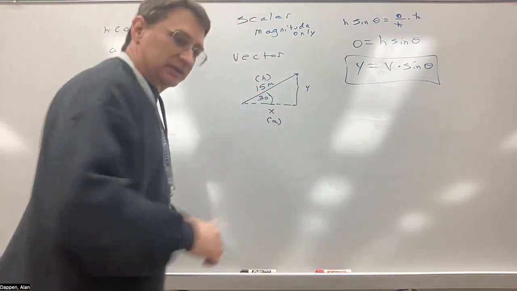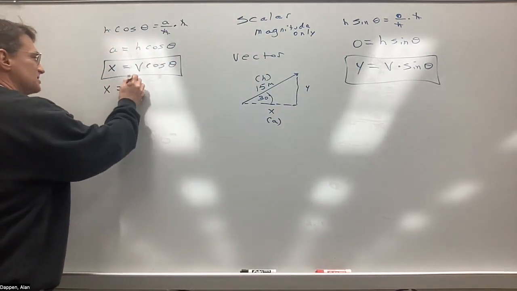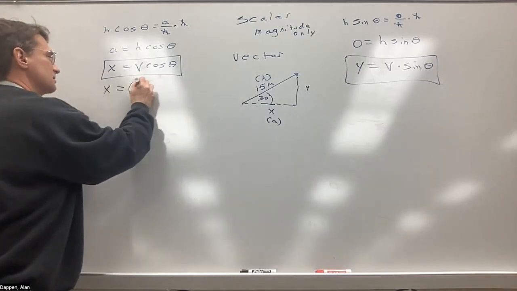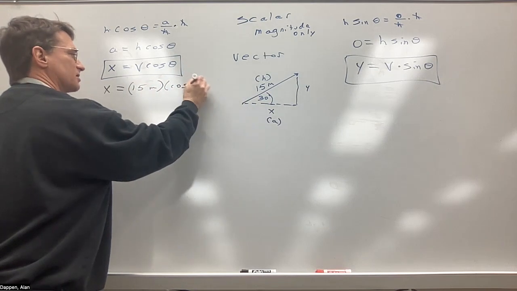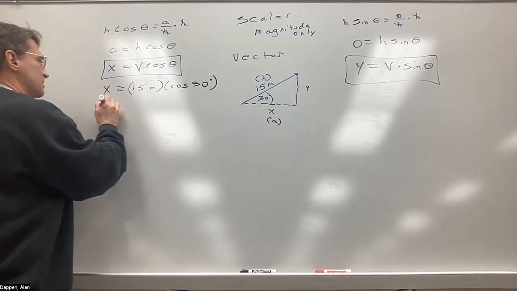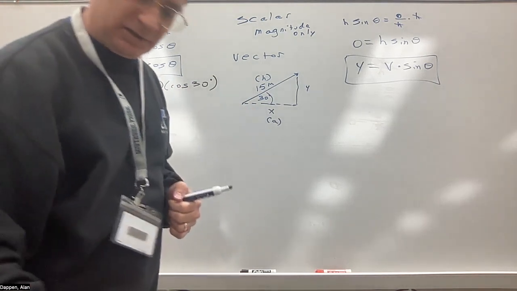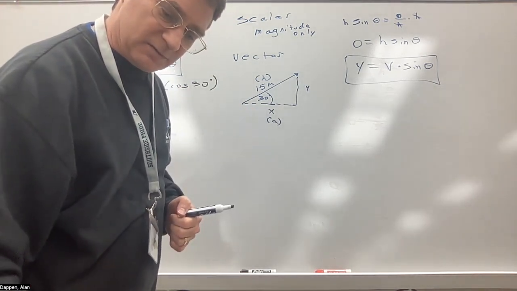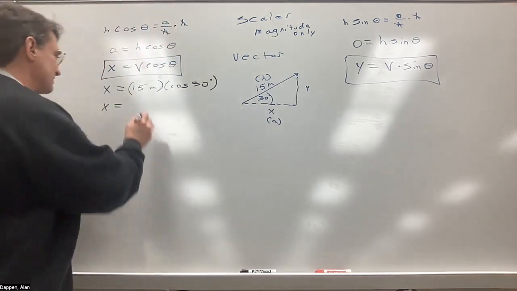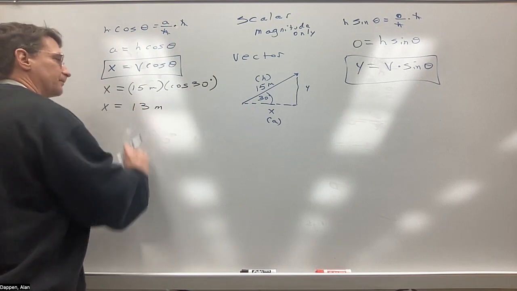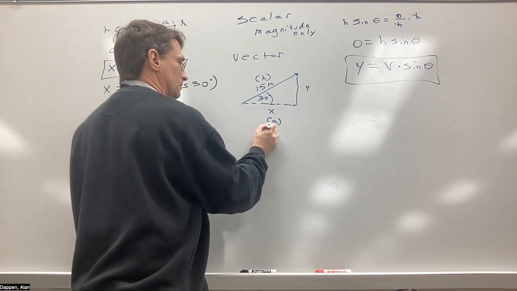I never finished my calculations. Let's do so. In this problem, my x is the vector, that's 15 meters, times a cosine of theta. Theta is 30 degrees. So I fill in my cosine 30. 15 meters times a cosine of 30. Grab a calculator here. 15 times cosine of 30. I have 12.99. I'm going to call that 13 meters. And how about over here? So this is 13 meters for my x.